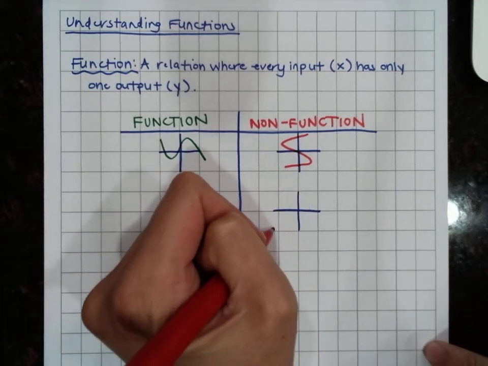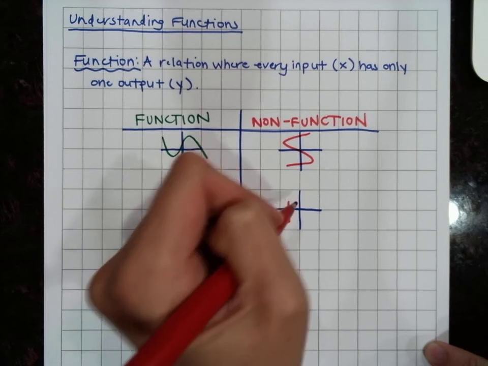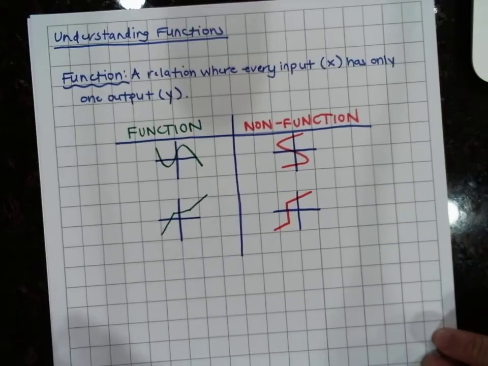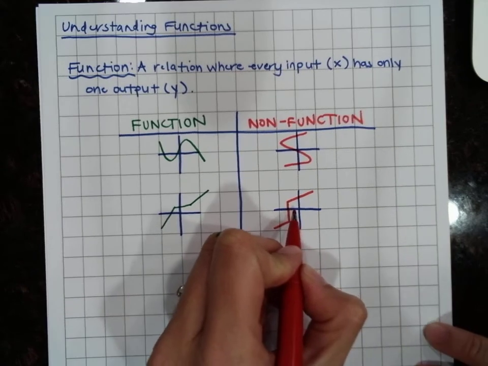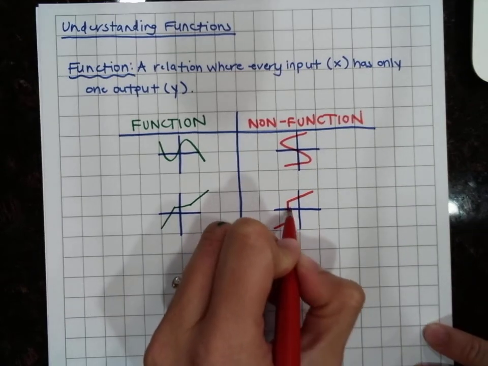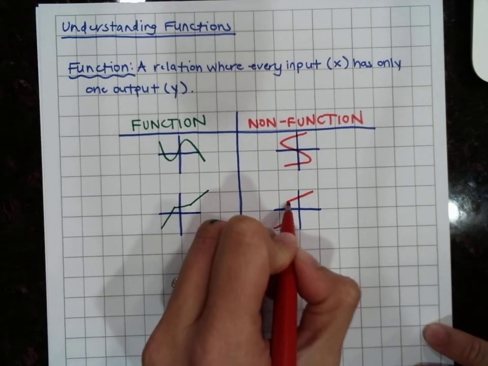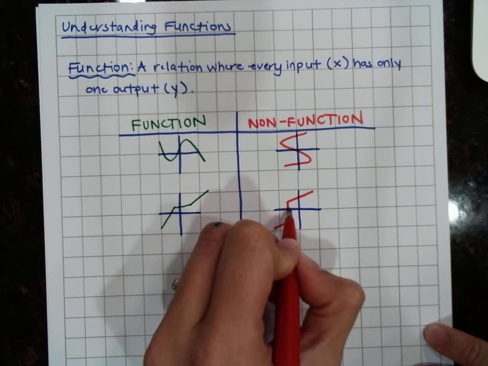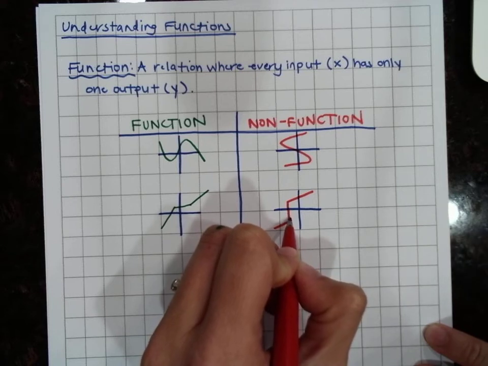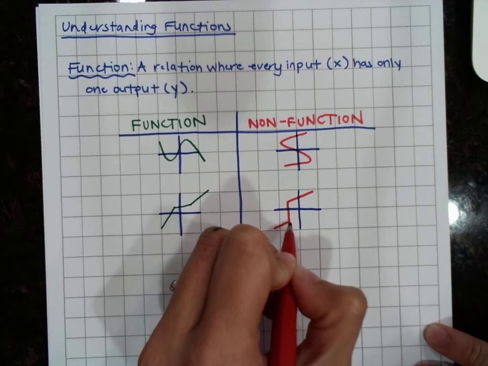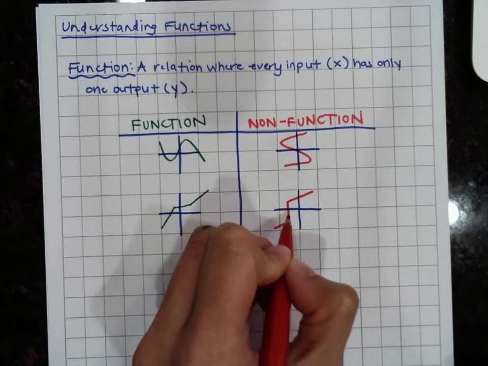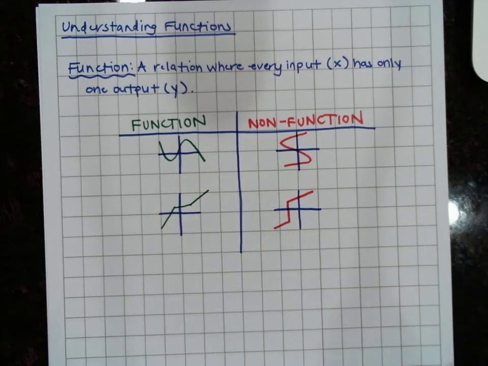Same thing if we have something like this. When x is, let's say, -2 over here, I have all kinds of different outputs, right? I have a Sprite, a Coke, a Dr Pepper, a Mountain Dew, a Gatorade, and a water. Okay, I got all these different outputs. So that's why this one is not a function.